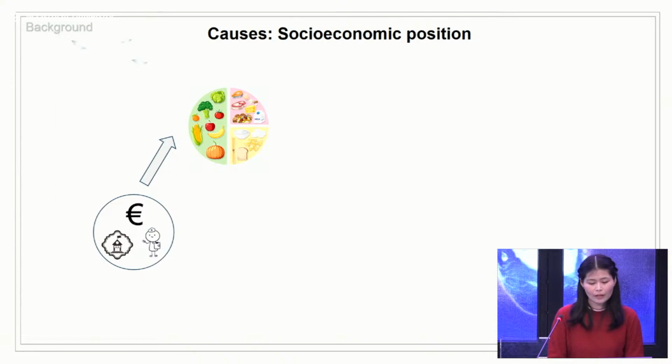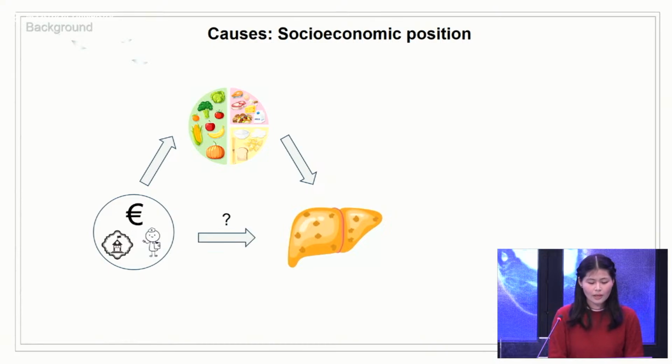Due to the lack of money, less access to healthy food or sports facilities, and some other reasons, individuals with low socioeconomic position usually have unhealthy lifestyles, while simultaneously, unhealthy lifestyles can contribute to the development of NAFLD. Therefore, individuals with low socioeconomic position are also expected to have increased risk of developing NAFLD.